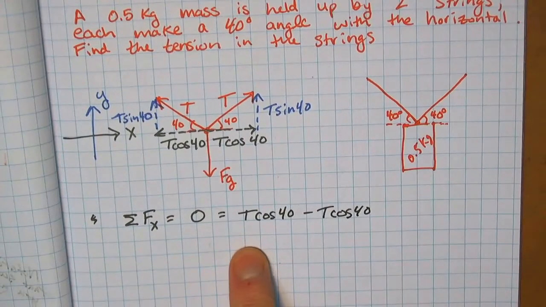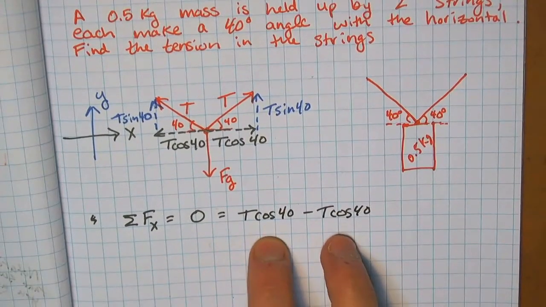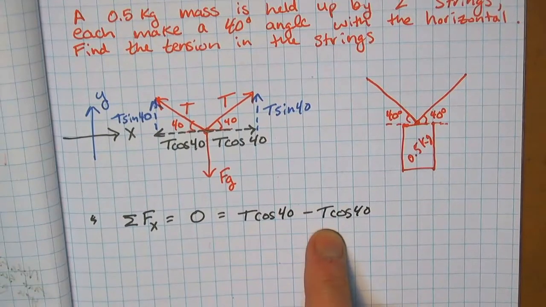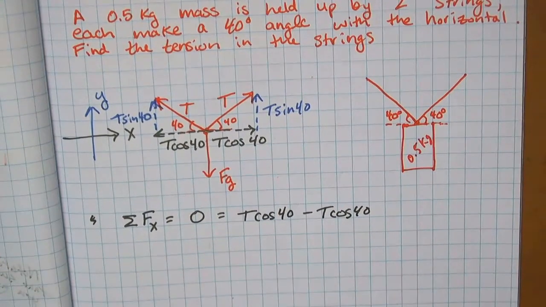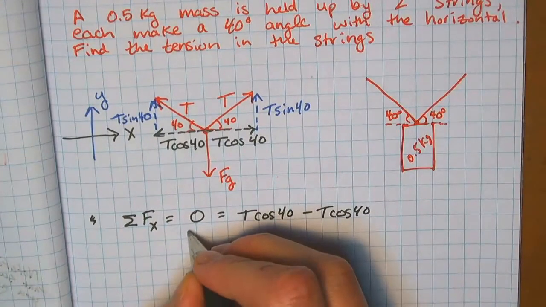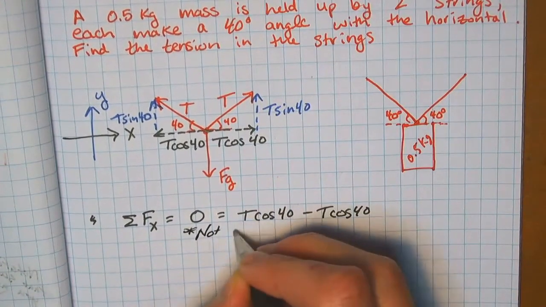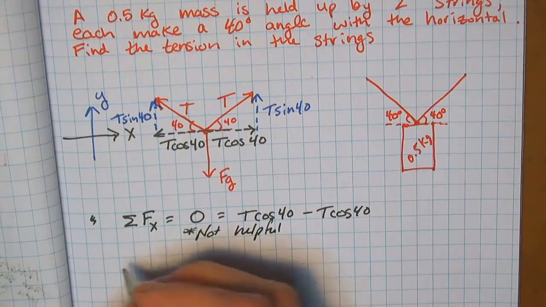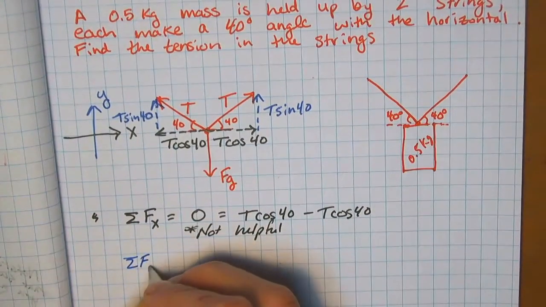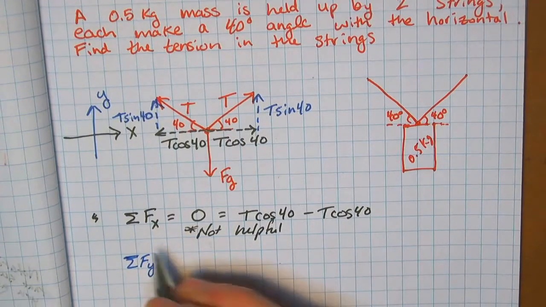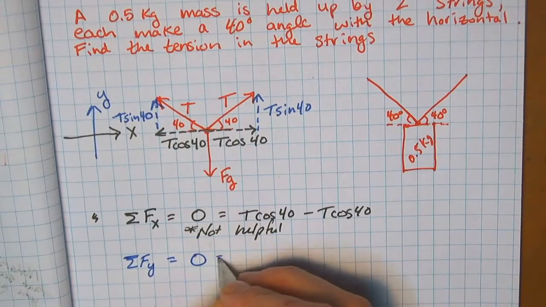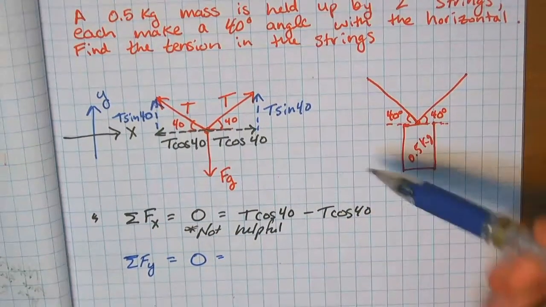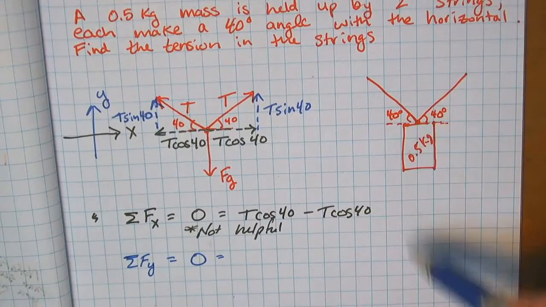And we're actually kind of stuck here because in this case, this doesn't tell us any information. Of course, T cosine 40 minus T cosine 40 is equal to 0. So that's not helpful. So we're kind of stuck. Anytime we get stuck, we just move on to the y direction now. So the y direction, sum of forces in the y direction. We also know that the net force in the y direction is equal to 0 because this object is not accelerating upwards or accelerating downwards.